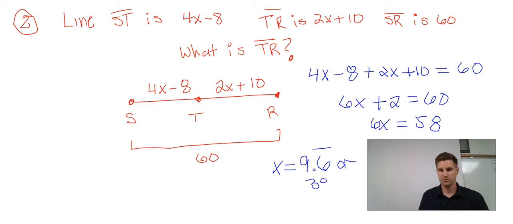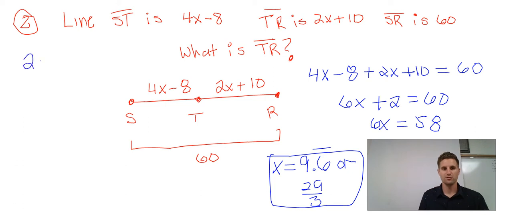Or we could write that as 29 over 3. So either one of those two would be sufficient. Again, I'm looking for TR, so I've got to plug it back in. So this is going to be 2 multiplied by 29 over 3, plus 10. So I'm going to take care of this first.